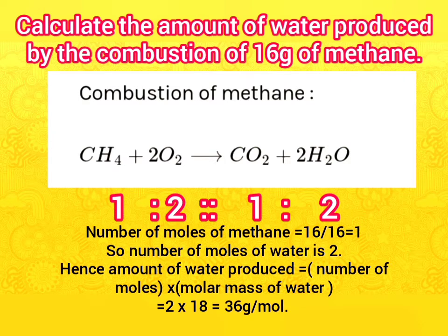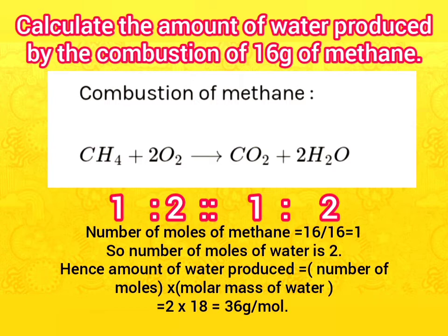Now we will discuss some questions related to stoichiometry of the equation. The question is, calculate the amount of water produced by combustion of 16 gram methane. The equation for combustion of methane is CH4 plus 2O2 gives CO2 plus 2H2O. That is, 1 mole of methane combines with 2 moles of oxygen to form 1 mole of carbon dioxide and 2 moles of water. In this question, the compounds under consideration are methane and water. The relative ratio between the number of moles of methane and water is 1:2. This means that 1 mole of methane after combustion produces 2 moles of water.